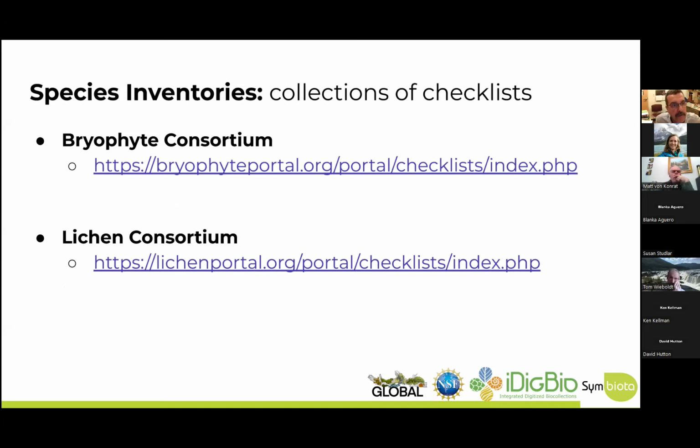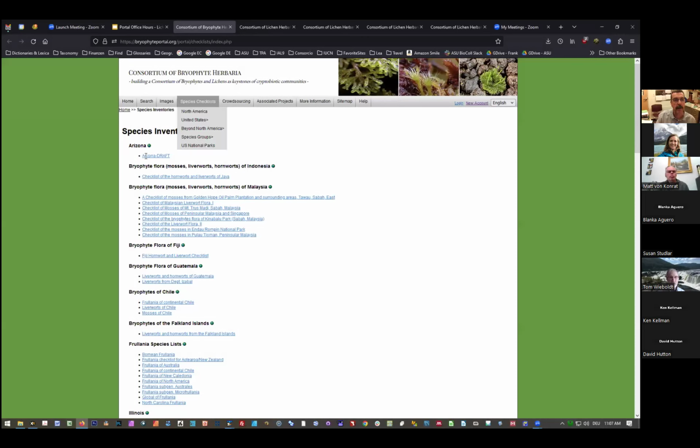Here is an overview of the checklists that exist in the two current portals, the Bryophyte Consortium and the Lichen Consortium. If you're interested in seeing all the checklists that are currently available, you can use these links and go there and have a look. I'll show, as an example, what that looks like. Here's an inventory of all the checklists that exist in the Bryophyte Consortium. Yeah. So again, going back to my talk.